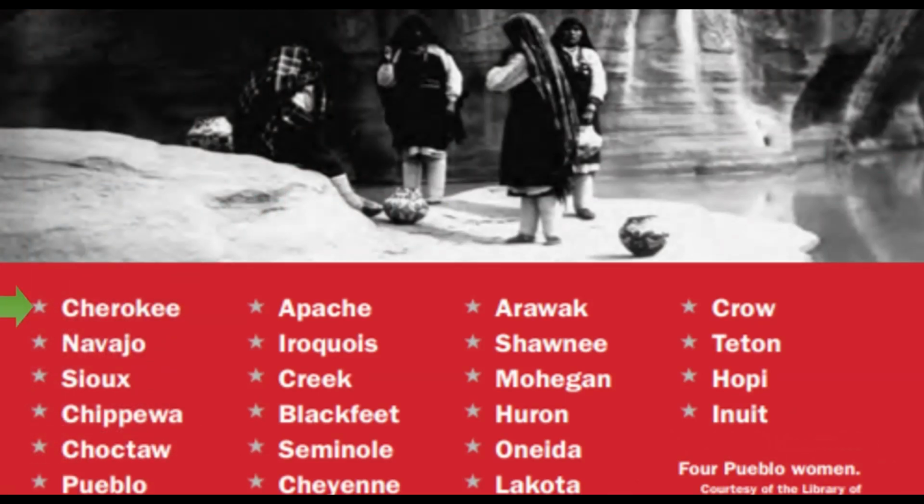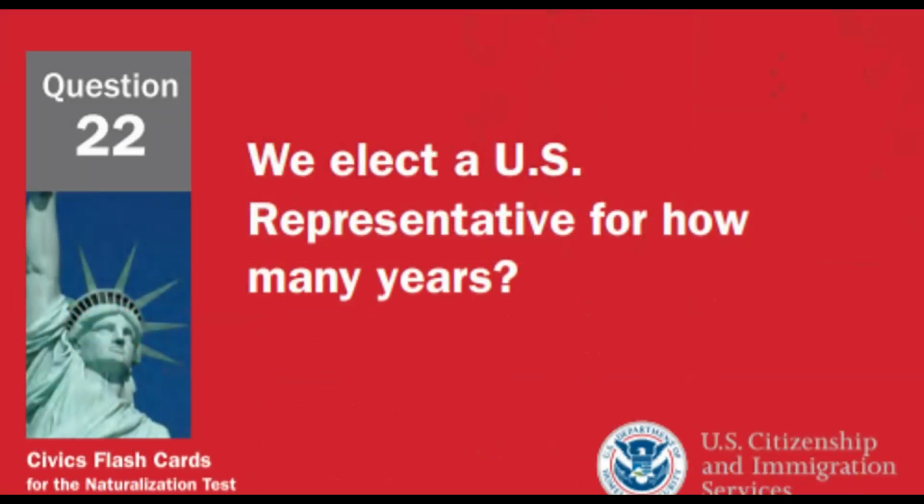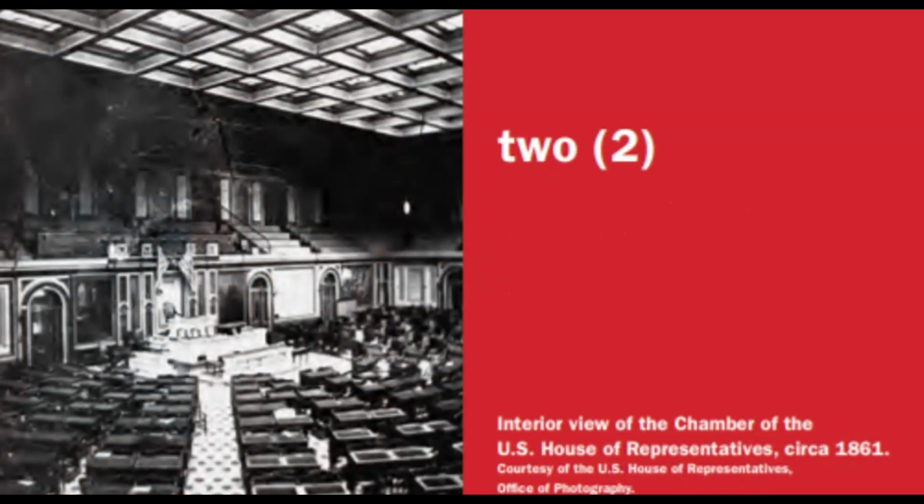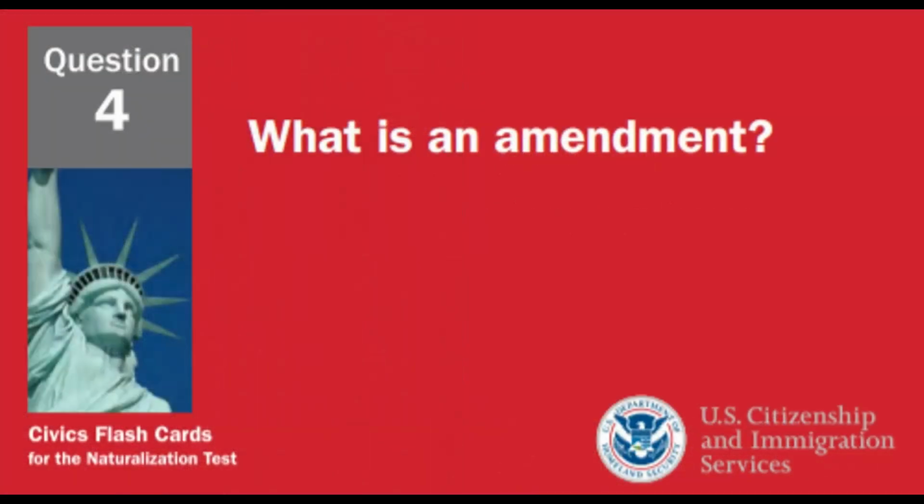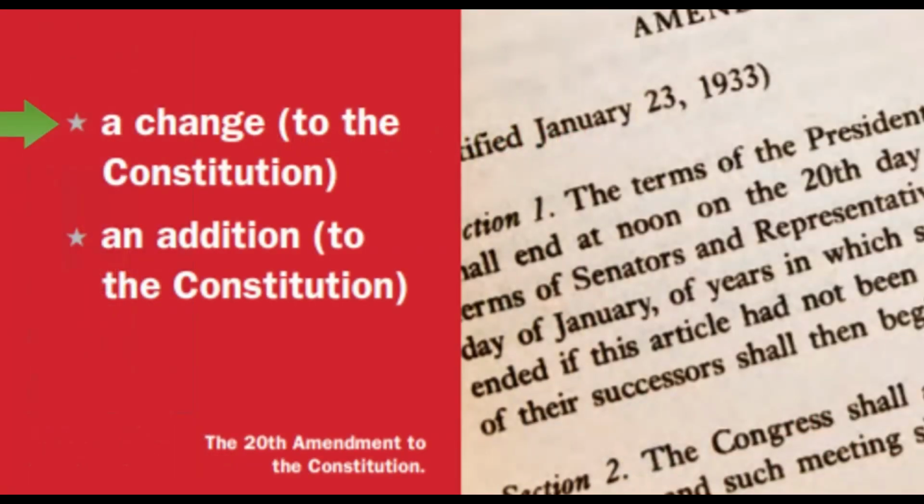Cherokee. We elect a U.S. representative for how many years? 2 years. What is an amendment? A change to the Constitution.